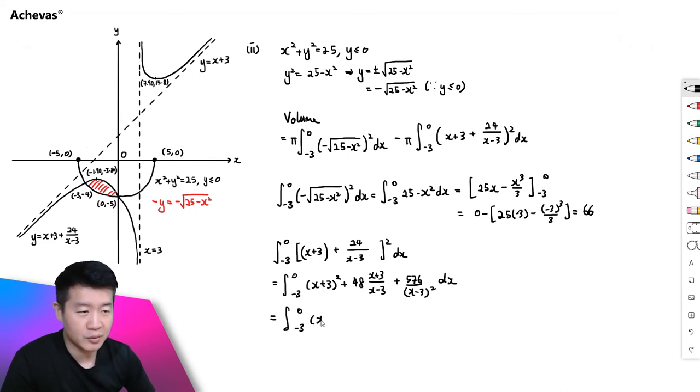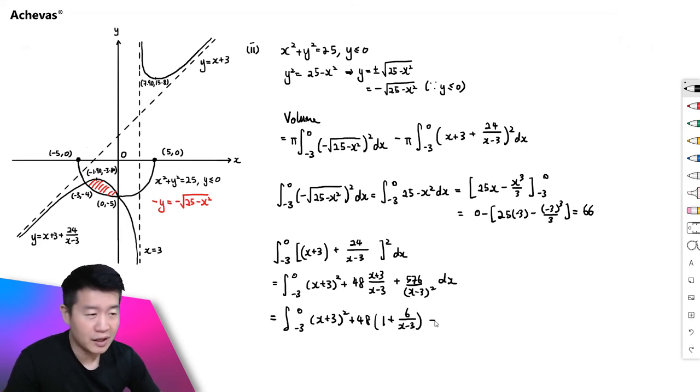This can be integrated. I'm going to leave it as it is. As for this, well, this cannot be integrated as itself. We're going to do a long division. Doing a long division to this gives 1 plus 6 over x minus 3. Then this is a form that can be integrated. As for this, there is no problem with the integration. I'm going to just rewrite this to be the power of minus 2.